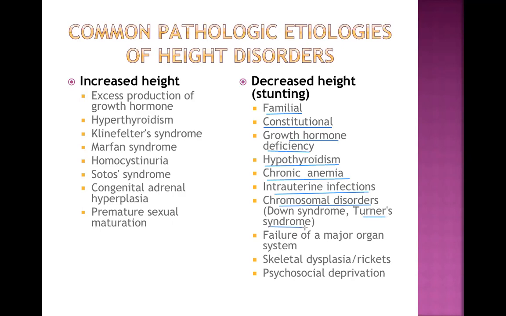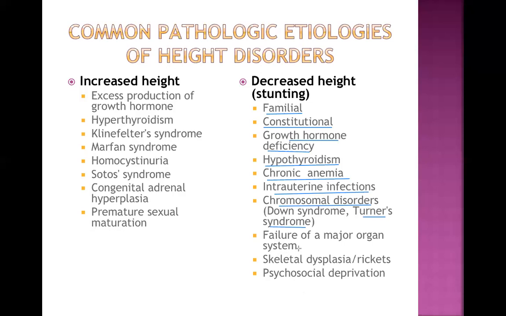Every student knows Down syndrome, but Turner syndrome is also a very important cause of decreased height in girls, because Turner syndrome occurs in girls and the karyotype is 45X. Very good. Absence of one chromosome, so only one X is there. That is 45X, or you can call it 45XO, where O means it is absent.